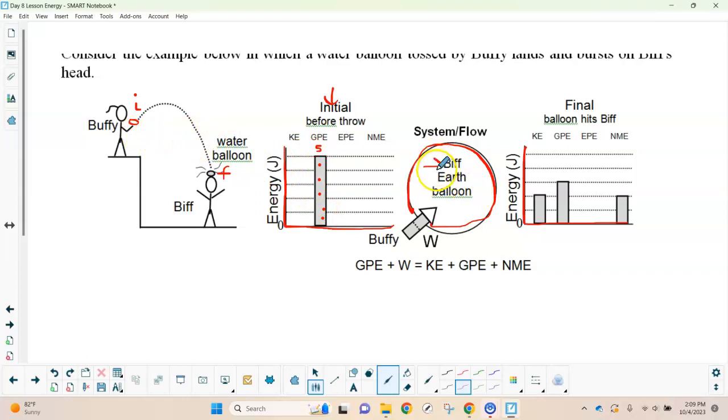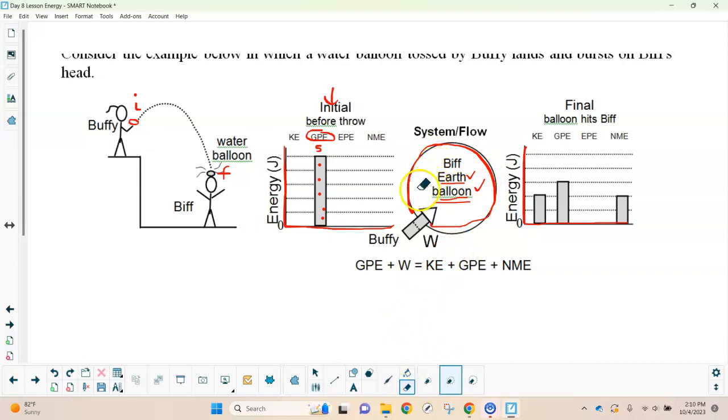In our system, we have Biff, we have the Earth, and the balloon. So let's just talk about each one of these. The balloon is important because that's the thing that's flying through the air. So you can imagine that has some energy as it's moving, because of kinetic energy and such. You might not know why you consider the Earth. This is why we consider the Earth. If we're going to talk about gravitational potential energy, you need the acceleration due to gravity, which means that you need the Earth. The Earth is what causes that 9.8 meters per second squared. So in order to talk about gravitational potential energy, you have to have the Earth. If you're going to have that as one of your forms of energy, you've got to have it in your system.